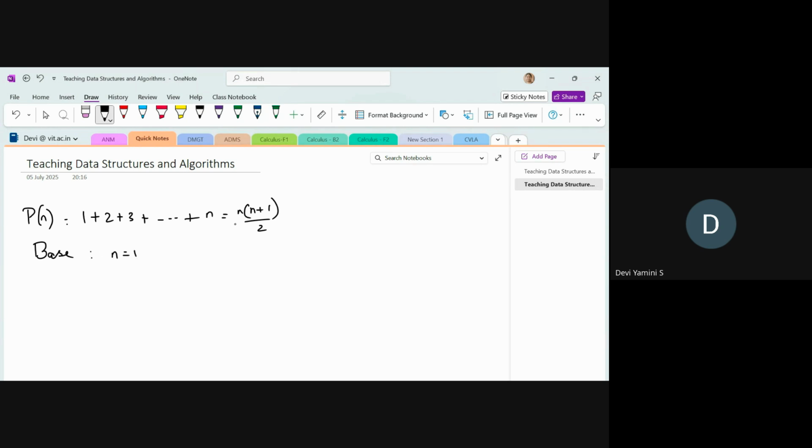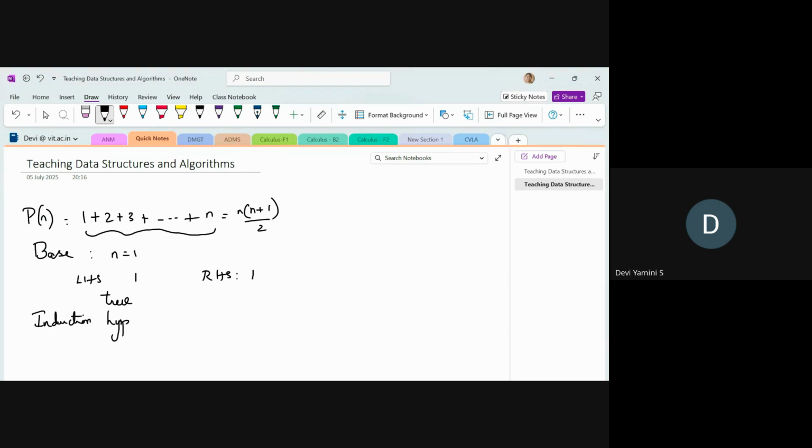When I substitute n is equal to 1, the whole expression on the left hand side simplifies to 1. The right hand side simplifies to, when you substitute n as 1, what happens to it? You get 1. So when the base case is true, you proceed with the induction hypothesis.